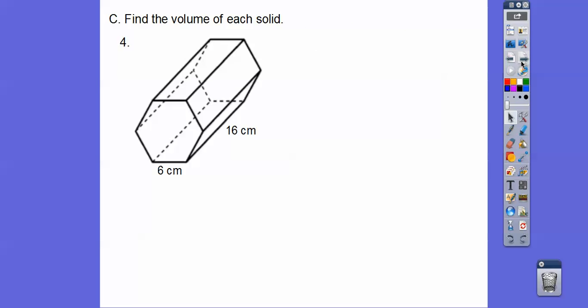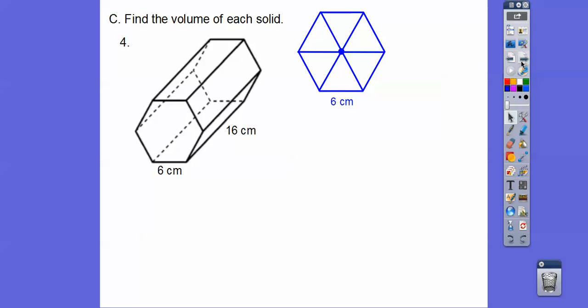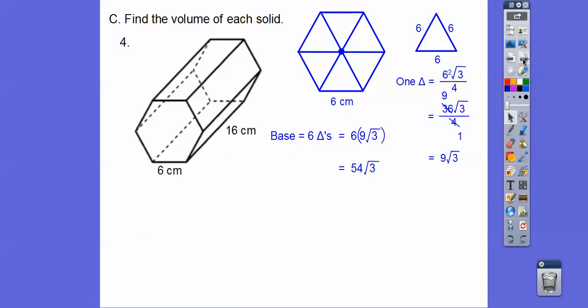Okay, this one's the hard one of the bunch. It's really not that hard. The base makes up 6 equilateral triangles because it's a hexagon. Now this only works on hexagons, you guys. The area of an equilateral triangle is the side squared root 3 over 4. Remember that? So 6 squared is 36, root 3 over 4, and 4 goes into 36 9 times. So this is 9 root 3, so is this, so is this, so is this, so is this, so are all 6 of them. So we'll multiply it by 6, and the base is 54 root 3.